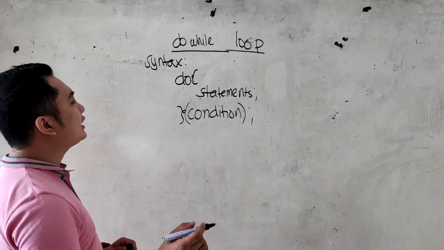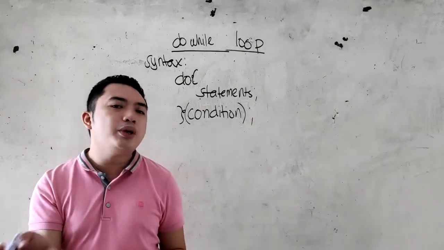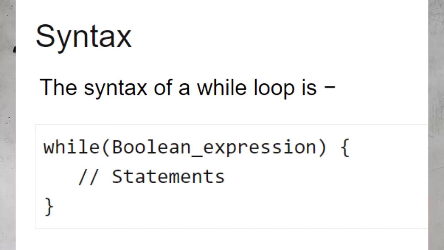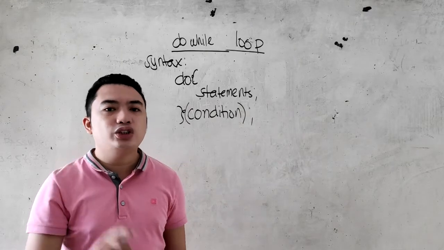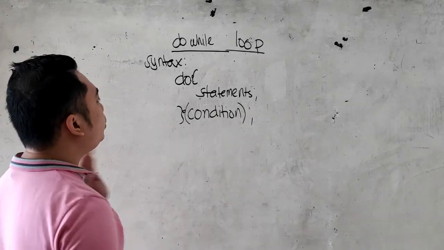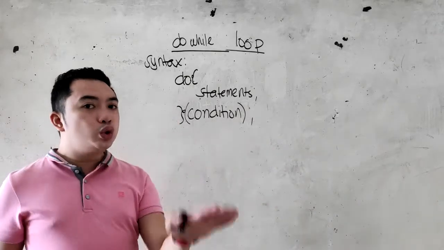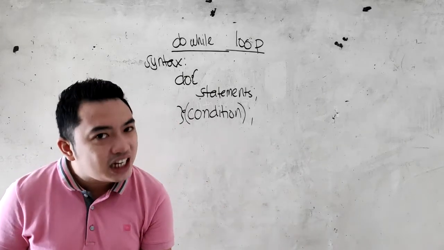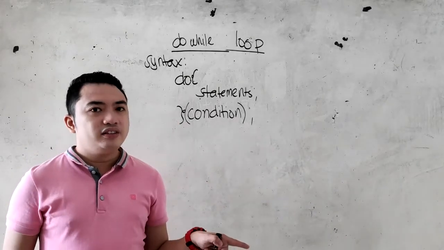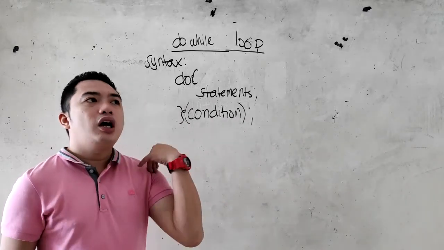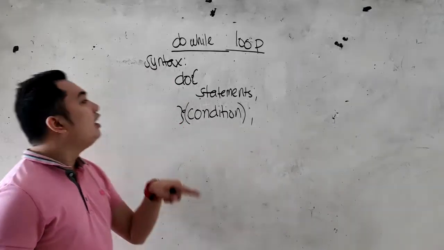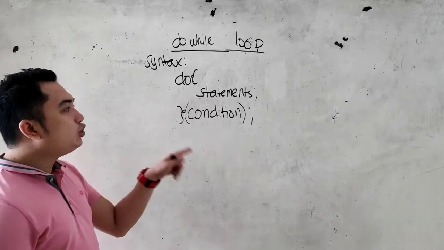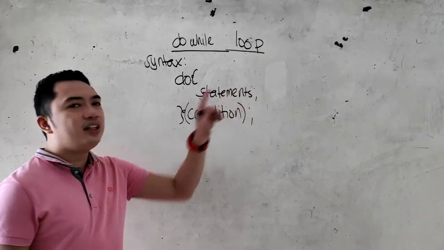If you can still remember, this is the syntax of the while loop. It will test the condition first. In a do-while loop, it basically needs to execute the statement first and then the condition. In a while loop, it will test the condition and then execute the statement. In a do-while loop, it executes the statement first and then the condition.